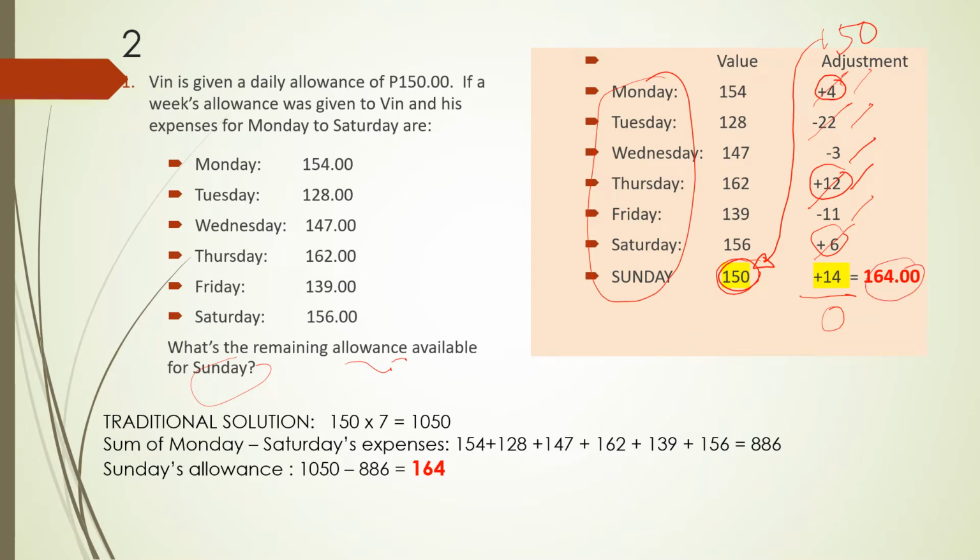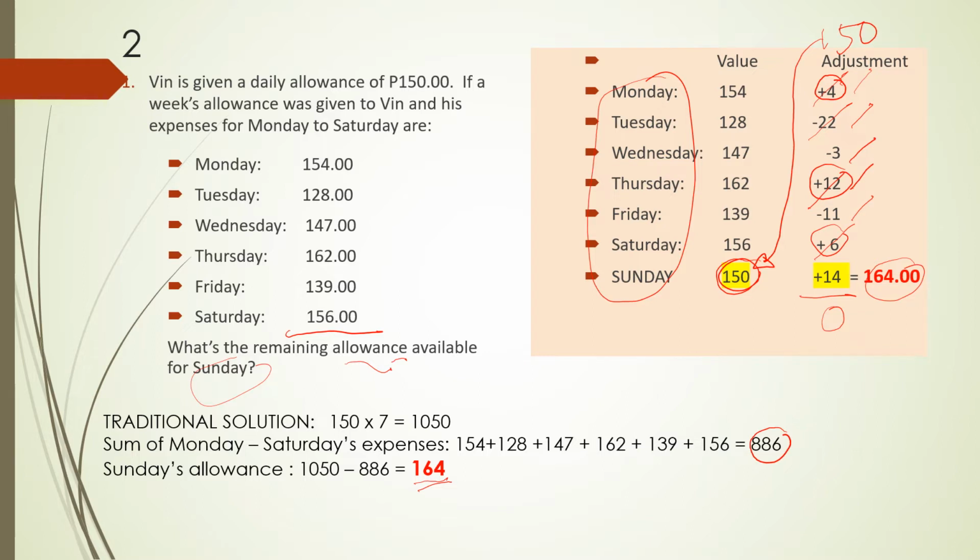So for those of you who would like to go for the traditional solution, the way to do it will be 150 times 7, which will be for 7 days, or a total allowance of 1,050 pesos. When we sum up all of these values given from Monday to Saturday, that will sum up to 886. So 1,050 minus 886 will clearly confirm that the remaining allowance for Sunday will have to be 164 pesos.